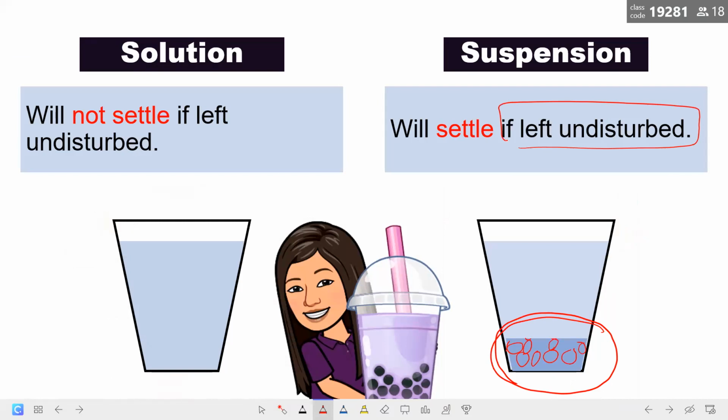How many of you love bubble tea? Me too, teacher. When you drink bubble tea, if you leave it undisturbed, what happens to the bubbles at the bottom? It will stay at the bottom there, right? Yes, correct or not? Yes. Pernat, do you raise your hand, Pernat?